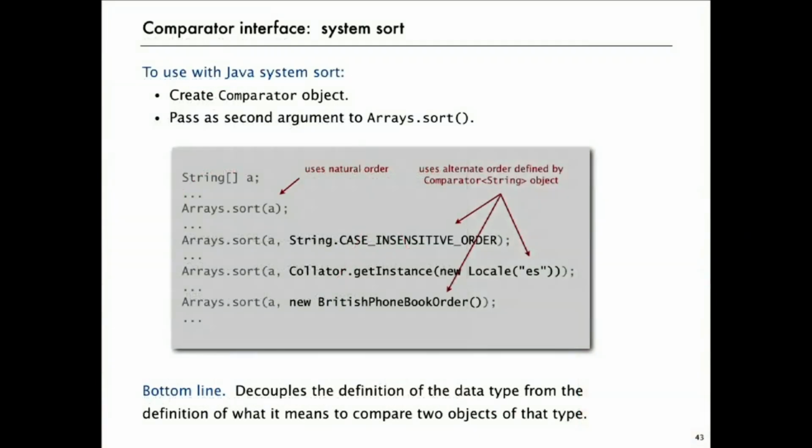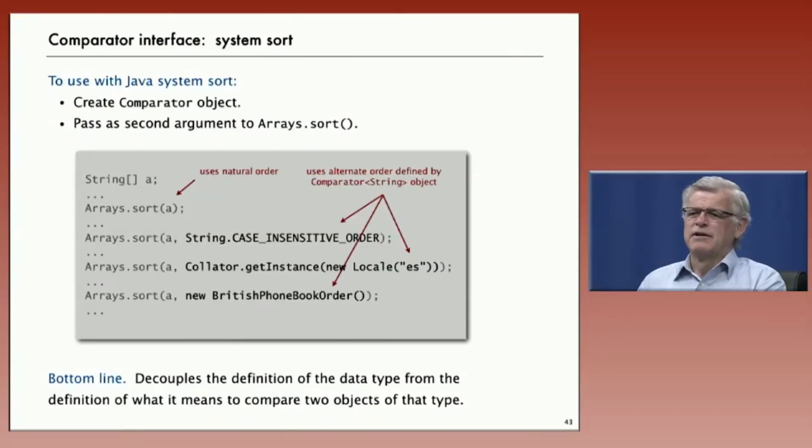So the Java system sort will have a different method to implement comparators. And the idea is that you create a comparator object and then pass that as a second argument to Java's sort routine. And we can do the same thing for our sorts. The idea is we want to decouple the definition of the data type from the definition of what it means to compare two items of that type. With the natural order, we had to put the definition of compare within the data type. With comparators, we can do that outside of the data type, even at some later time. Strings were defined as part of the Java system, but we can define our own ordering on strings with a comparator.